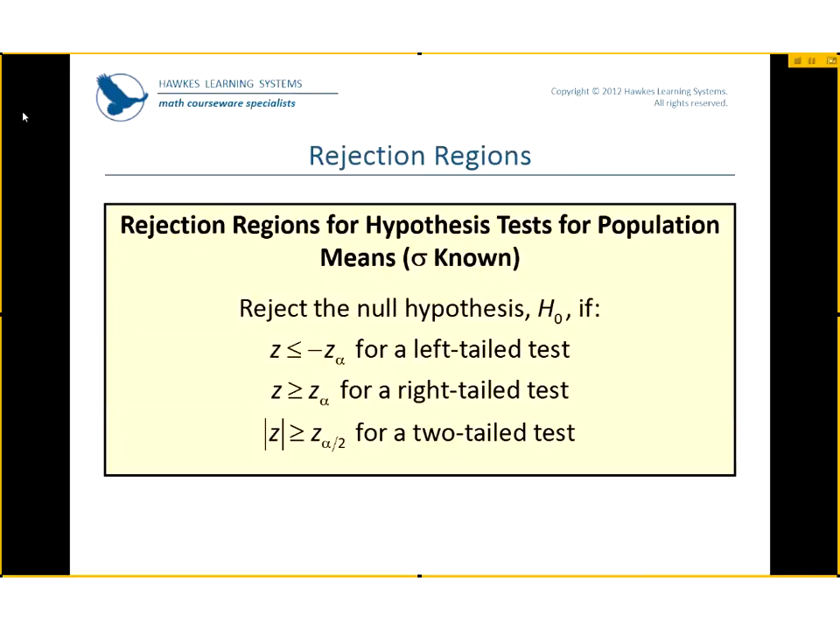Reject your null hypothesis if, for a left-tailed test, Z is less than or equal to negative Z alpha. For a right-tailed test, Z is greater than or equal to Z alpha. Or for a two-tailed test, the absolute value of Z is greater than or equal to Z alpha over 2. These don't make sense right now, but they will in a few minutes.